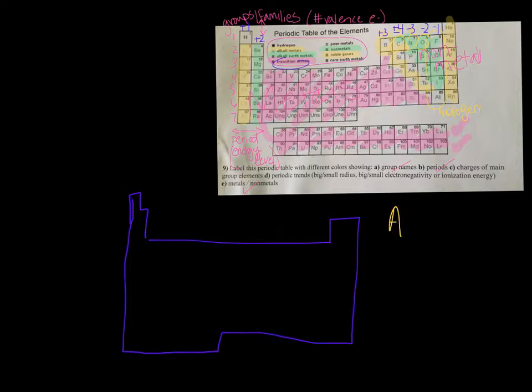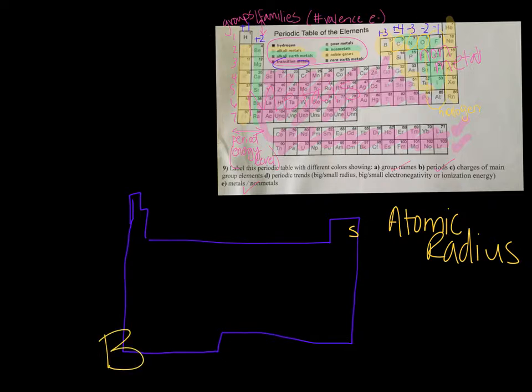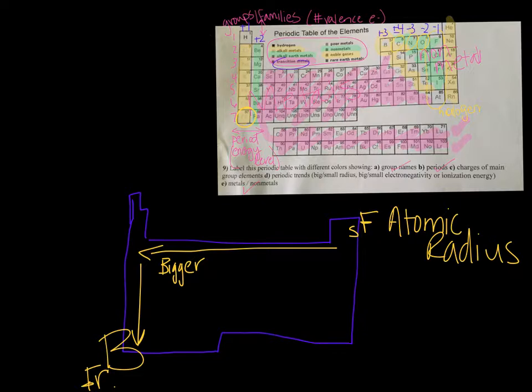When we are talking about atomic radius, okay, we are looking at a very small corner and a very big corner, meaning as you move to the left and down, you are getting bigger, okay? So when we look at that, that tells us that francium has the largest atomic radius, whereas something like fluorine has the smallest, okay? So that's your atomic radius.